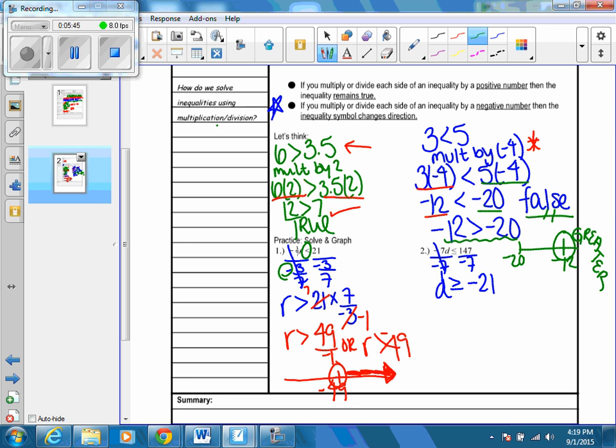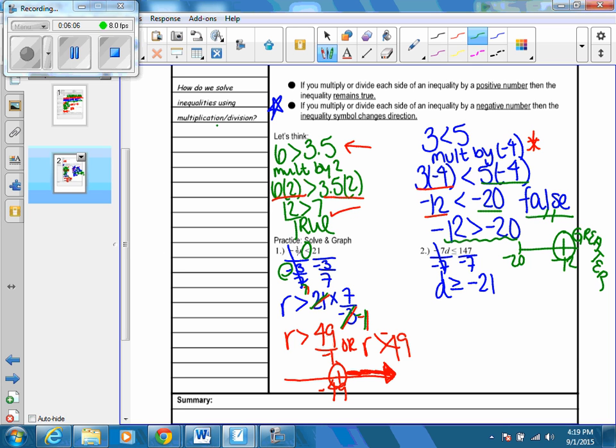To make this a little bit simpler, I just canceled out and made this a negative 1 and made this a 7. So r is going to be greater than 49 over negative 1, because 7 times 7 is 49. Or we're just going to say that r is greater than negative 49. And that's what the graph should look like.